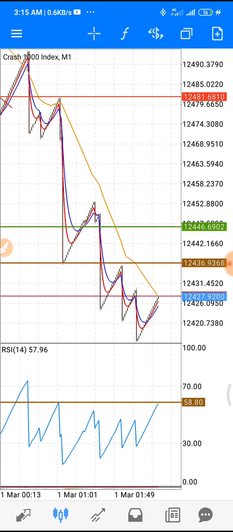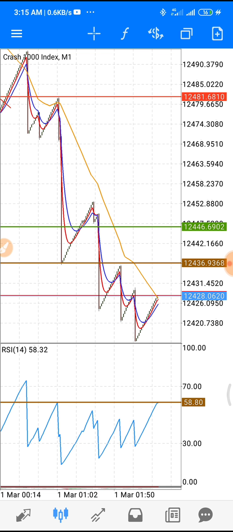Another thing to note when using this strategy is to check higher time frames. If you want to catch spikes on crash, check higher time frames to see if it's not on a major support level or a strong support level, because if crash is on a strong support level or on a support zone and you are trying to catch a spike there, that might be very risky. So let's enter for this spike now.